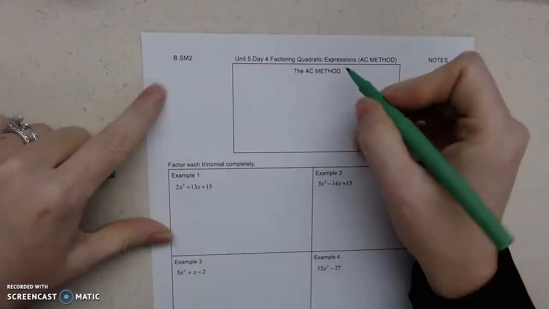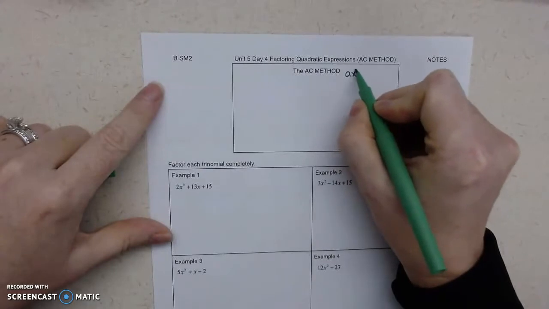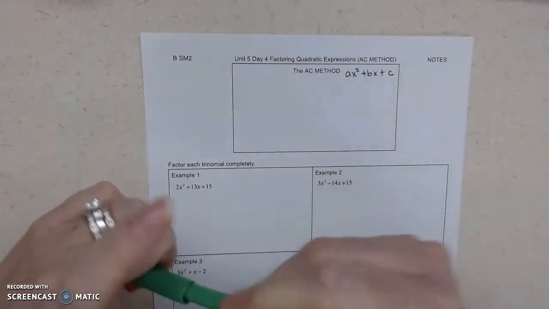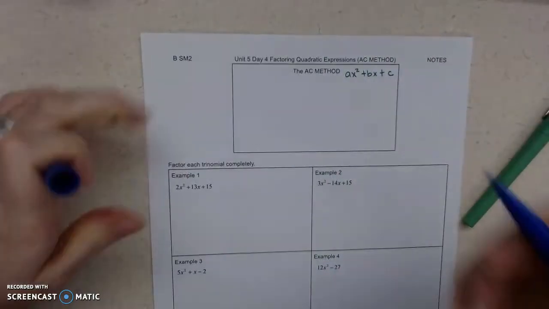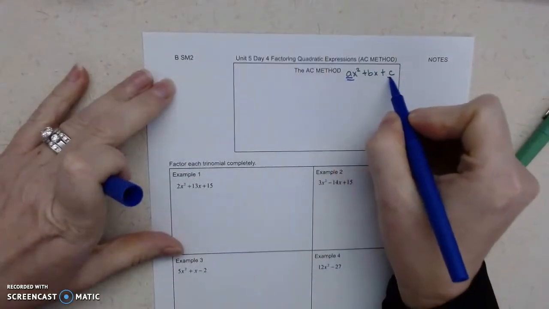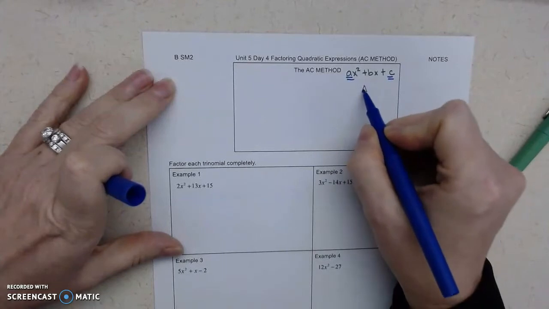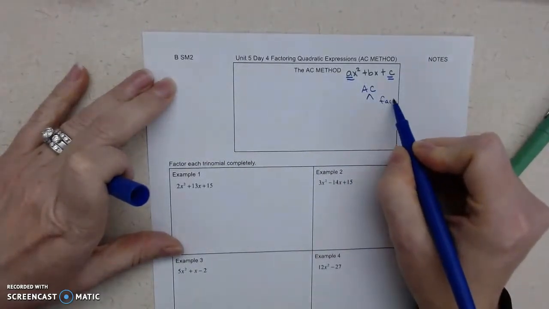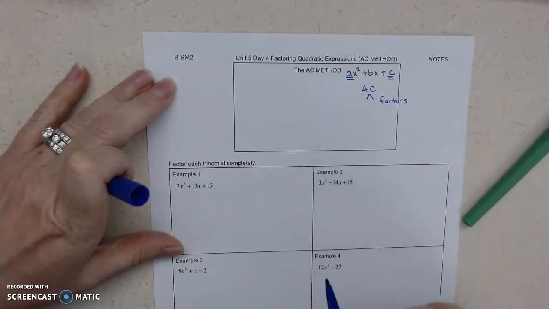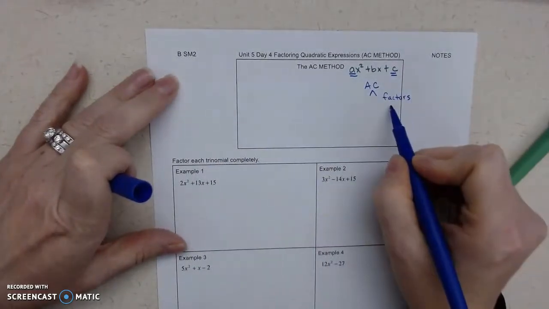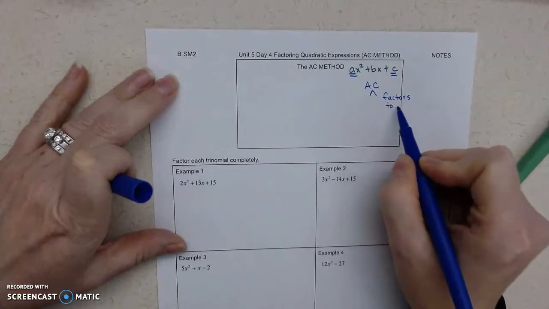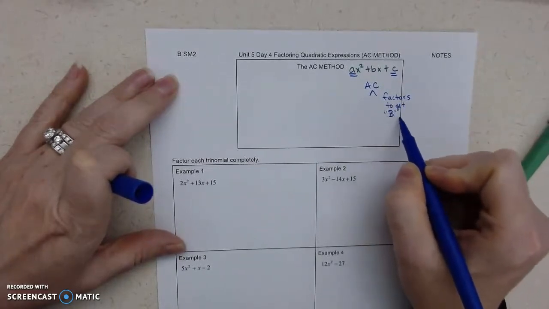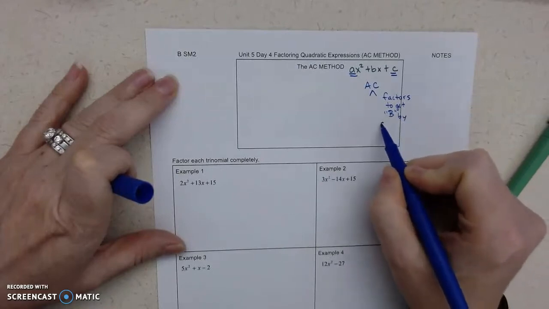The AC method is if you had ax squared plus bx plus c. What you're going to do is multiply the a times c together. And then we are going to use the factors of a and c that will add to get the b. Factors to get b by adding or subtracting.